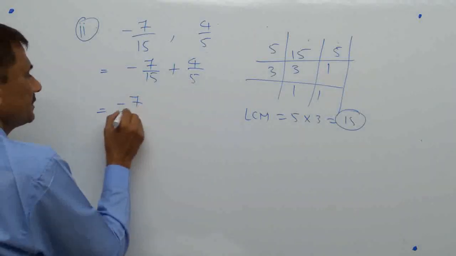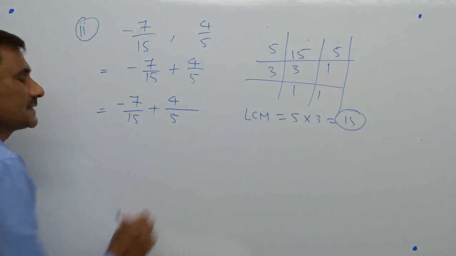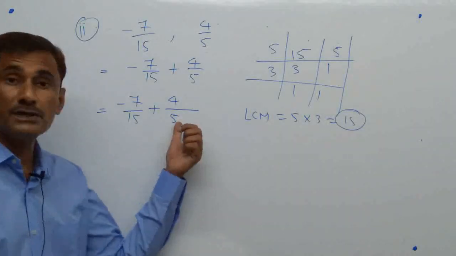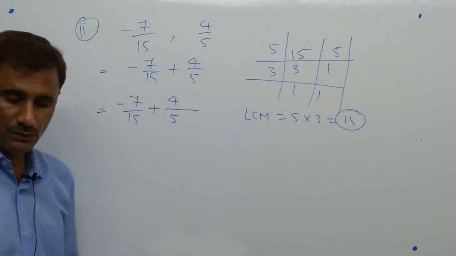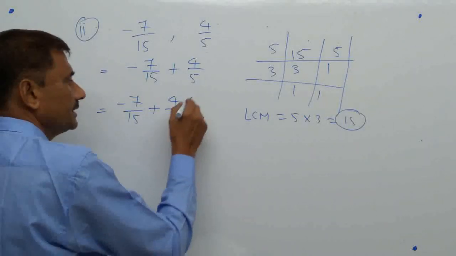So minus 7 upon 15 plus 4 upon 5. Here I have to do something so that I will have denominator 15. So what to do? I multiply by 3 and here also 3.